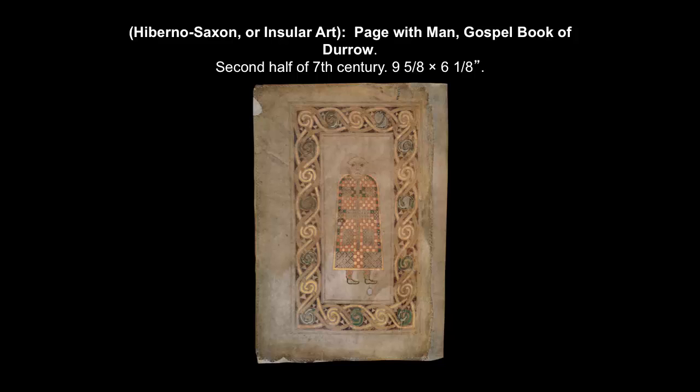So we're going to look at one example today of an early illuminated manuscript. These are hand-decorated pages that often include text, but in the examples that we're looking at, they are primarily illustrative.